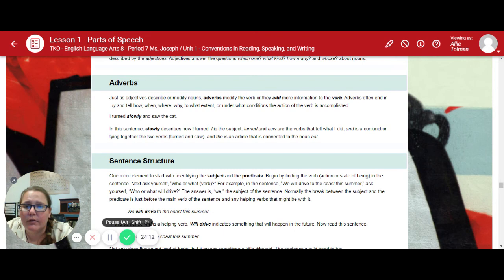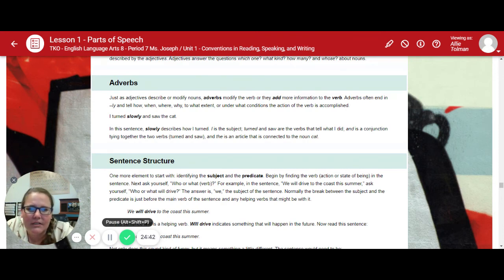Now we move on to adverbs. Just as adjectives describe or modify nouns, adverbs modify the verb, or they add more information to the verb. Adverbs often end in ly and tell how, when, where, why, to what extent, or under what conditions the action verb is accomplished. I turned slowly and saw the cat. In this sentence, slowly describes how I turned.